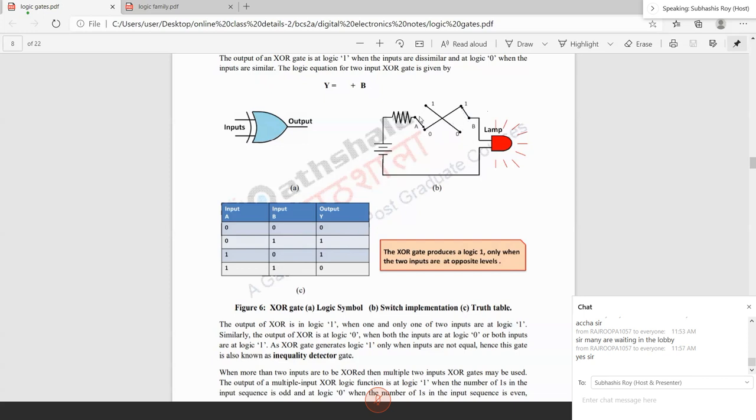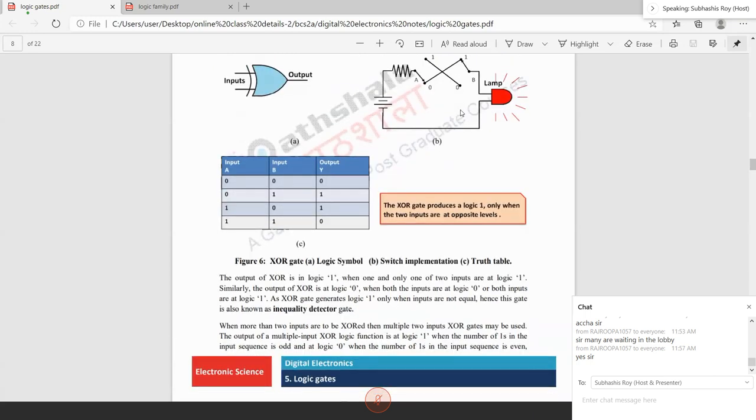But if both are connected to 1, then you see the circuit is open. If both are connected to 0, the circuit is also open. So 0 to 0, there is no connection. Both switches, if connected to this 0 position, then your circuit will be open, so the lamp will not glow. The lamp will glow only when one of them is connected to 0 and the other one is connected to 1. So this is actually the XOR gate.